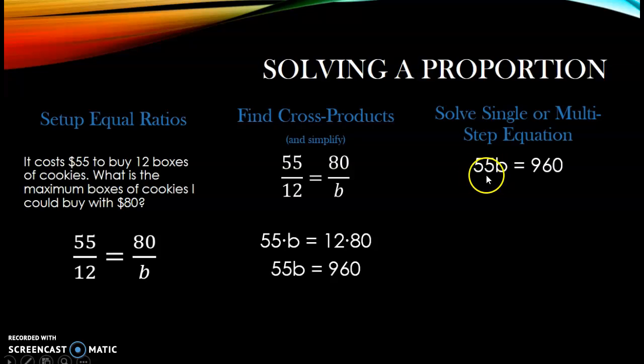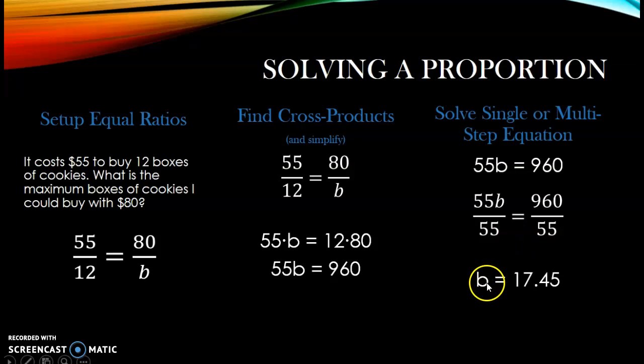So I take that 55, divide it by b, because right now they're multiplying. To get it to go to the other side, I have to do the opposite. So the opposite of multiplication is division. Once I divide by 55 on one side, I have to do it to the other to keep it equal, keep it balanced. And I end up with b equals 17.45.